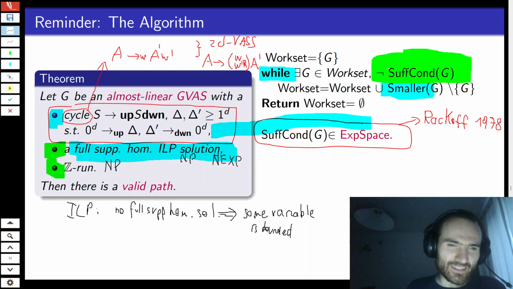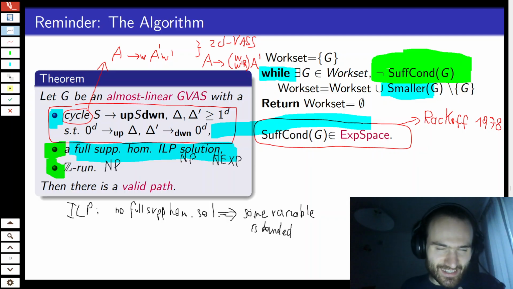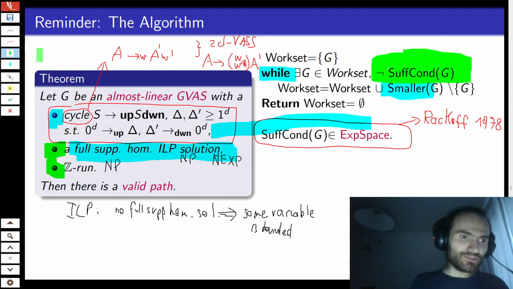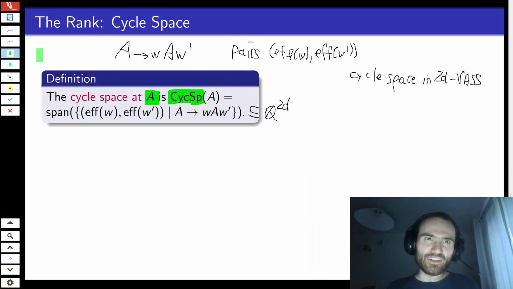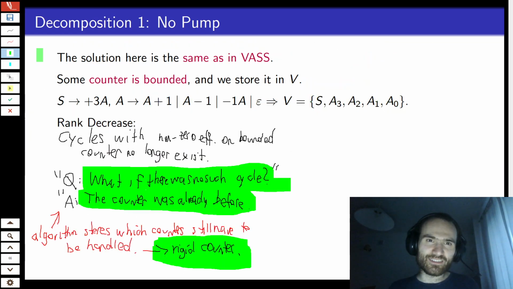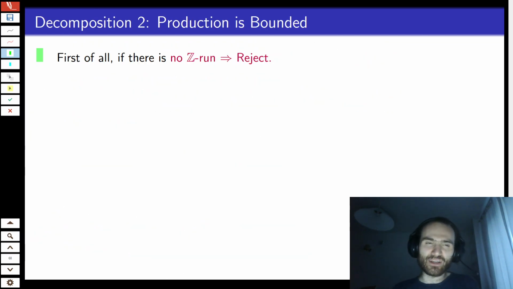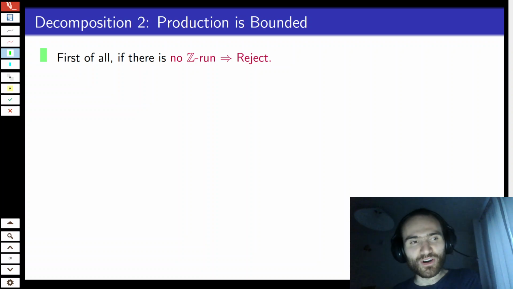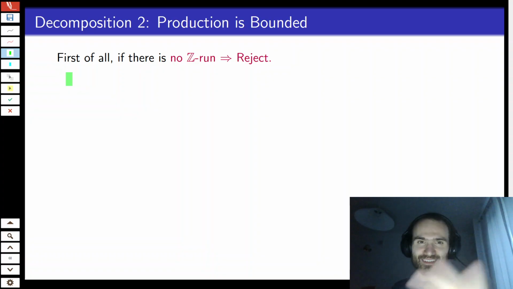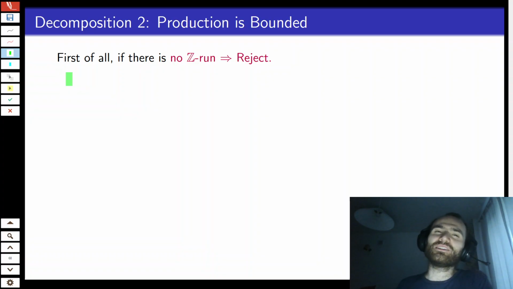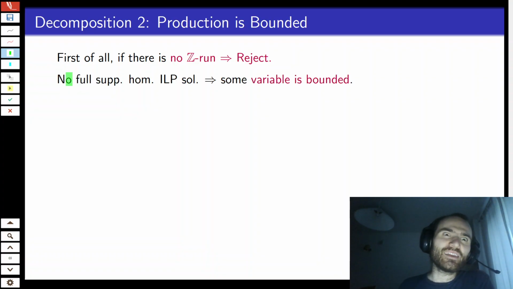I will not check this here, I assume you know this, but this is what we're now going to use. So if there is no full support homogeneous solution, then this means that some variable is bounded. And now we're going to do a decomposition depending on which variable it is. Or, well, okay, let's make the even more obvious thing. If you don't have a Z-run, then you just reject. So this is the last thing we have to check. What do we do if a variable is bounded?